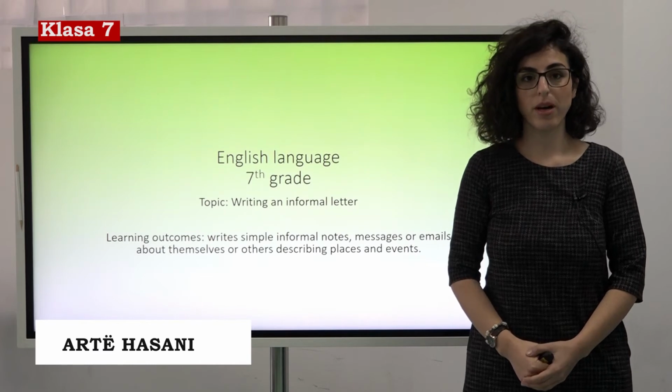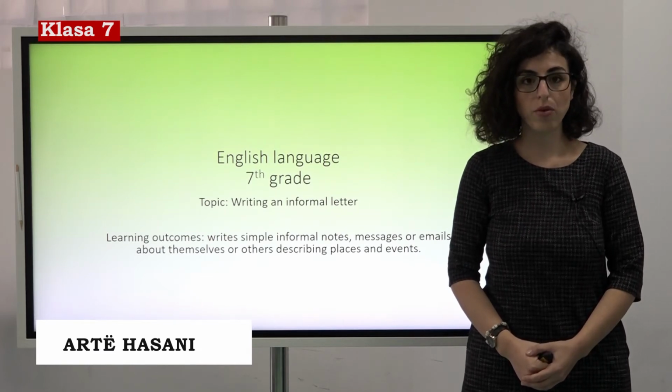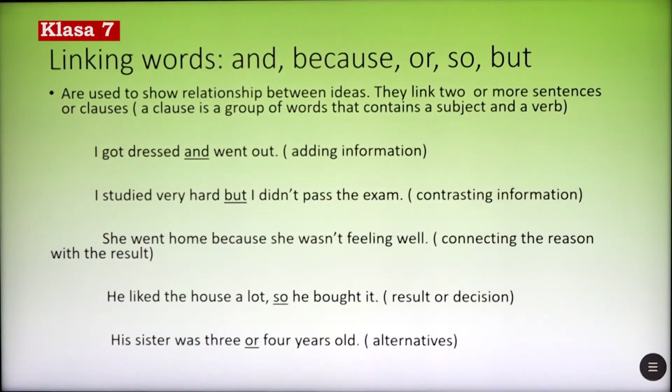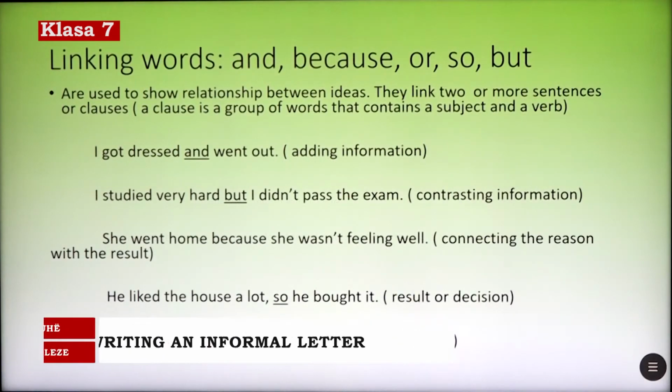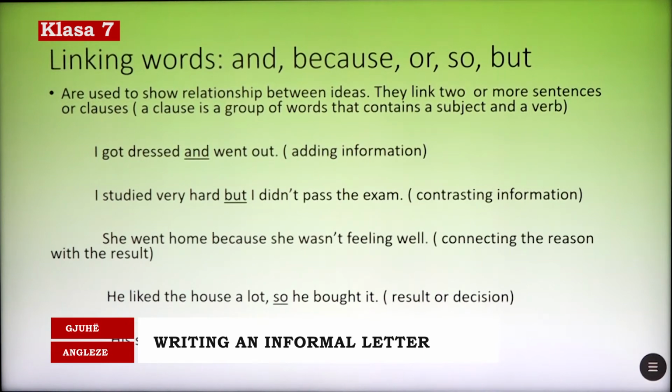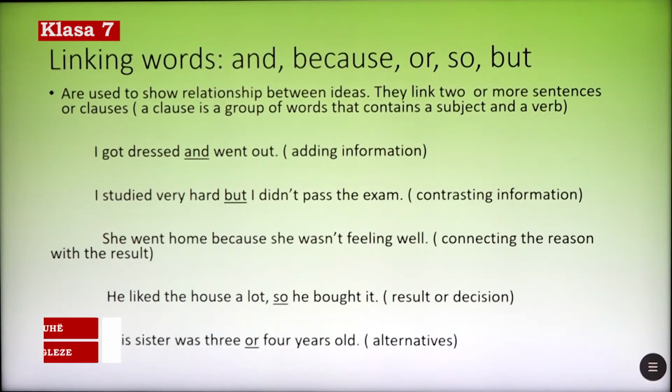Today we're going to talk about how to write an informal letter. Before we continue with the informal letter, we'll talk about linking words. The linking words are and, because, or, so, but. We use these linking words to show a relationship between ideas. So linking words link two or more sentences or clauses. In this case, a clause is a group of words that contains a subject and a verb.